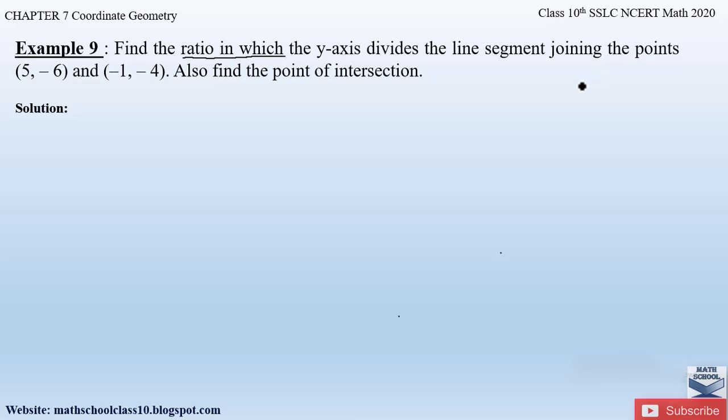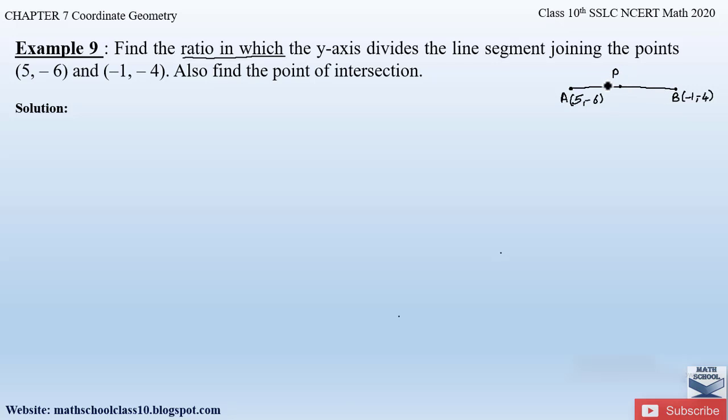Let me first explain with the help of a figure here. We have 2 points A and B, and the coordinates of these points are given as (5, -6) and (-1, -4). These 2 points form a line segment, and we have a point P which divides this line segment in a certain ratio. We have to find out the ratio in which this point P divides the line segment AB.